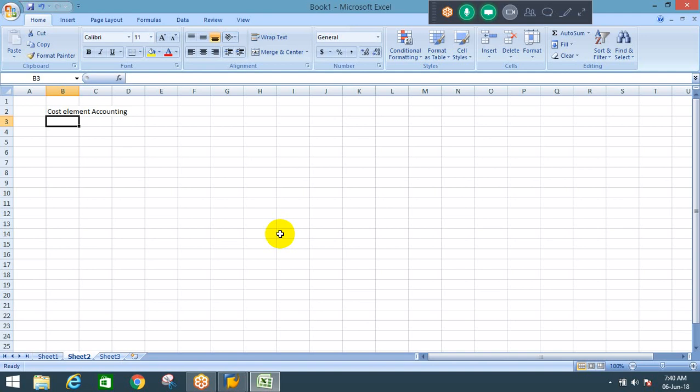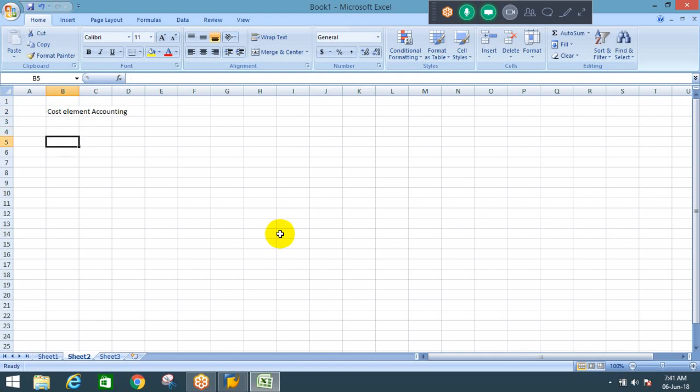So why do we need cost element accounting? It is to integrate FI with CO. Even yesterday we discussed that. We post all transactions, we book all expenses in FI. How will those values come to the CO module? Based on the cost element accounting.